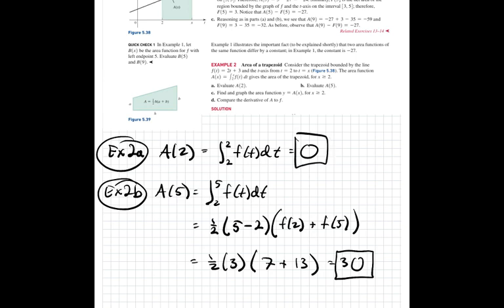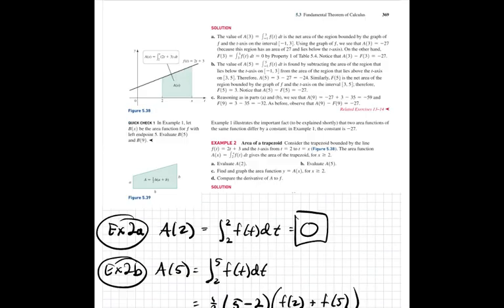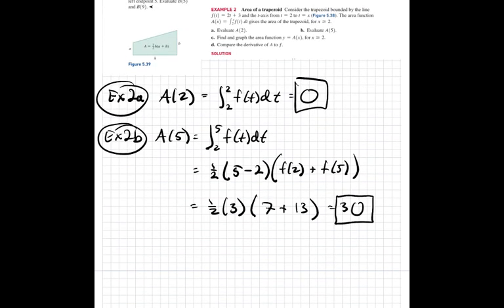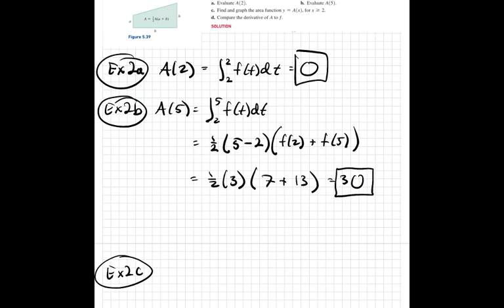All right, so I'm going to go with these. Let's look at part C. Let's add a page. Again, I'm not going to go through all the examples. They definitely get a little intense towards the end. If you want me to, I'll probably do a separate video and go into the details of that last example. But we'll take some time to go through some of these. Let's look at example 2C. 2C asks us to find and graph the area function y equals A of x for x greater than or equal to 2.